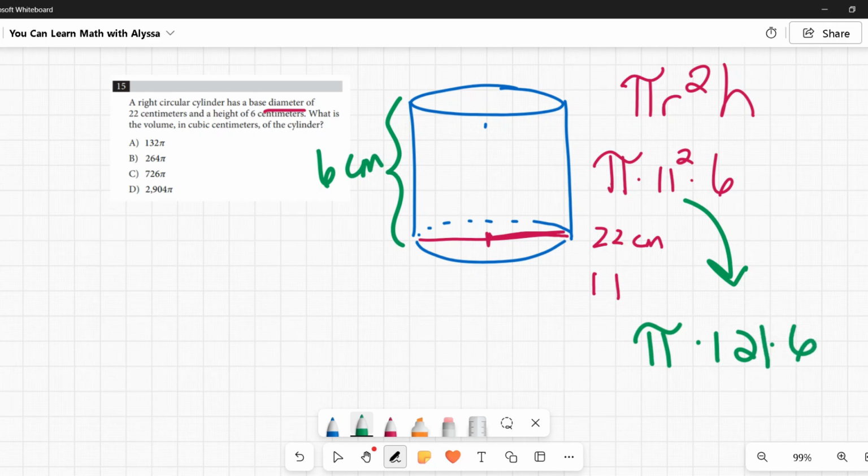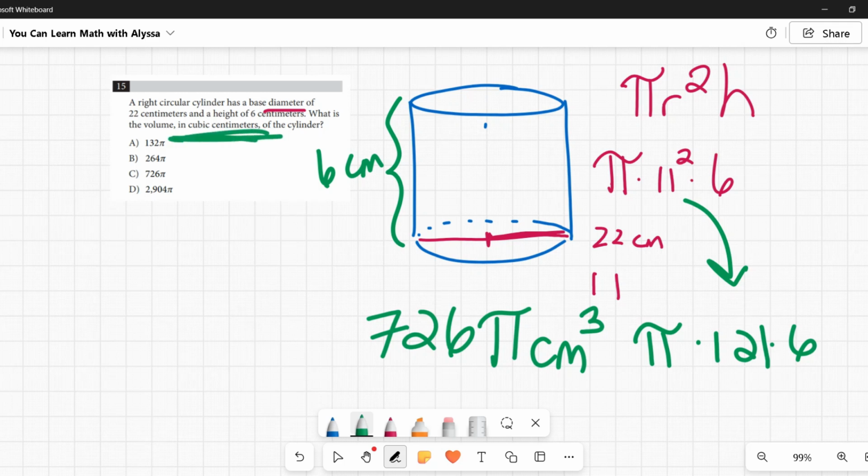And I wrote 12 because I'm getting ahead of myself. 121 times 6 is 726. And that pi just comes along for the ride. And if we were writing this on a test or on our math homework, we would write centimeters cubed after it. Always don't forget those units. They are eliminating that here because they're asking us what is the volume in cubic centimeters, so we don't have to include that. You're like, why are cubic centimeters not there? Because they're up there. All right, so 726 pi, and that is C.